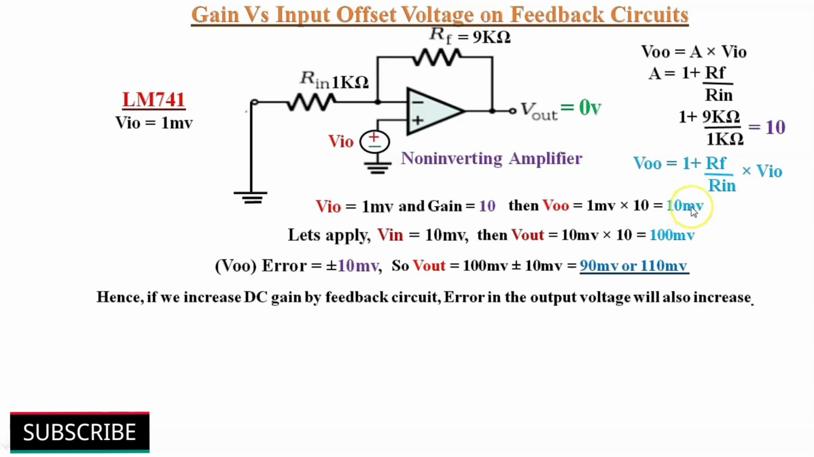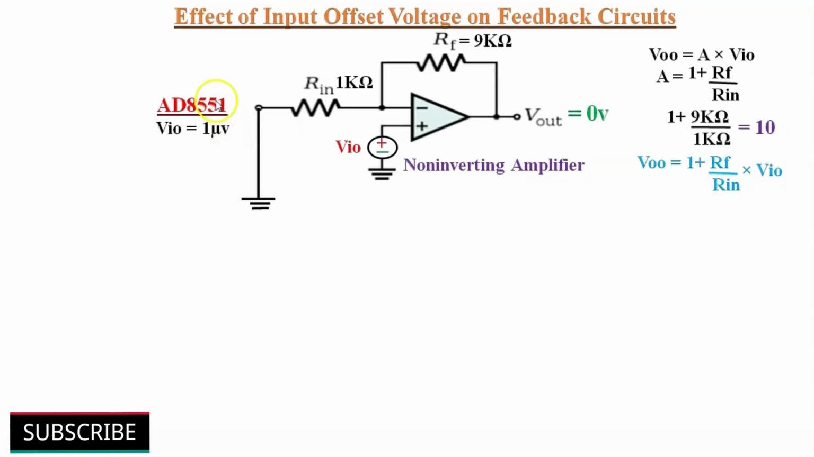Whenever we are using an op-amp in digital to analog conversion circuits, instrumentation, and sensor signal amplification, it is very important that the error in output must be as small as possible. Then we must use very high precision op-amps like AD8551 with input offset voltage as low as 1 microvolt. Let's observe the error in output voltage now.